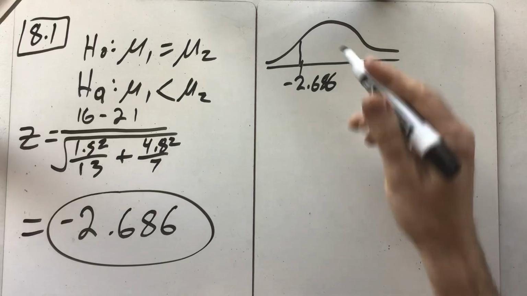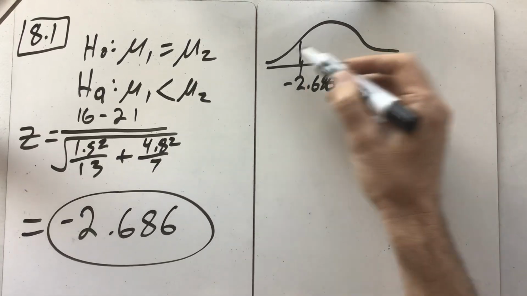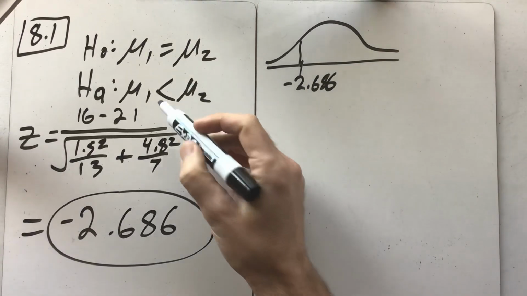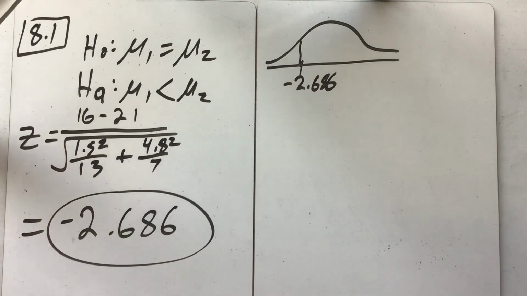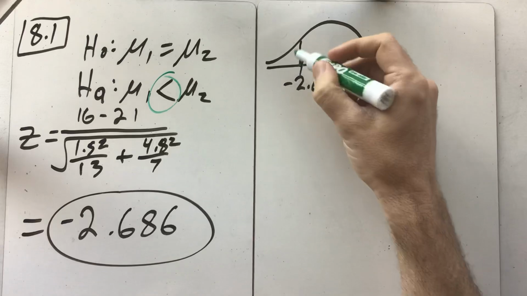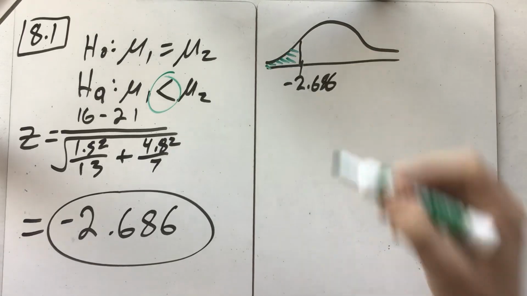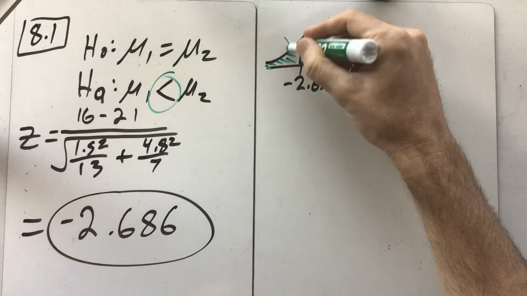Now I have to say, which way am I going to shade? Am I going to shade the right hand, the left hand, or both sides? The answer is given right here. This is a less than sign, so that means we're shading this less than part right over here. And so that's P.